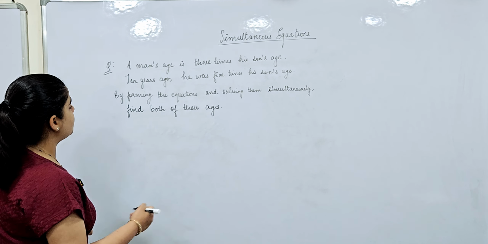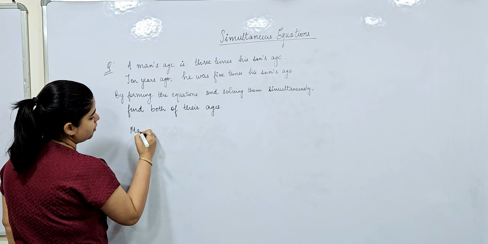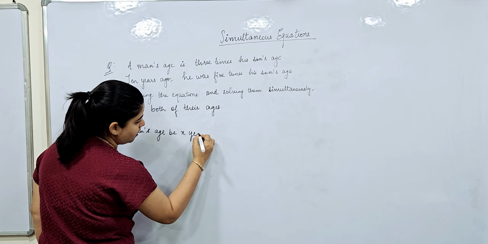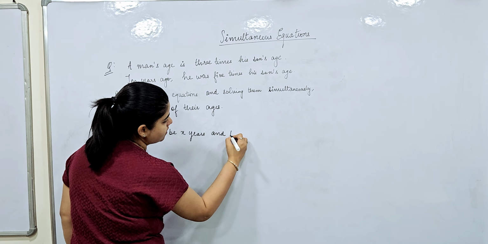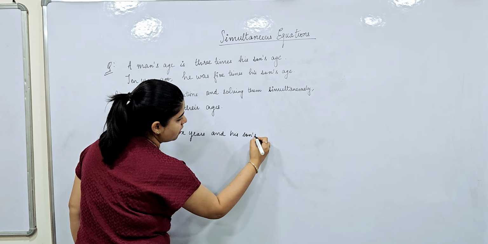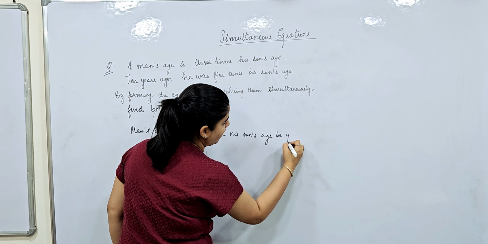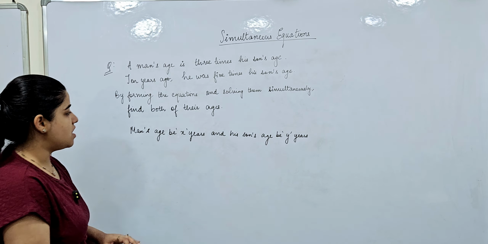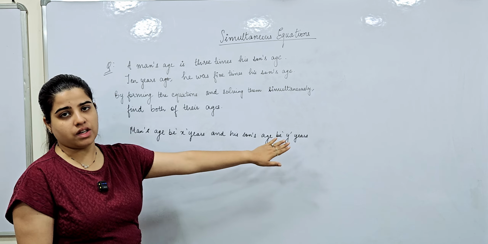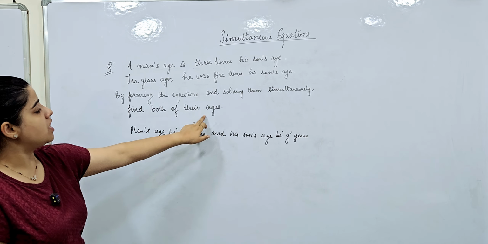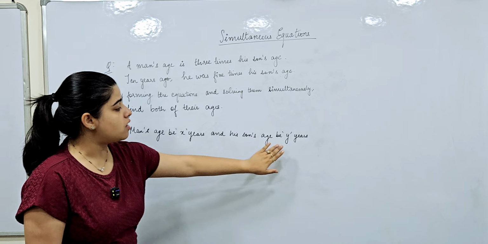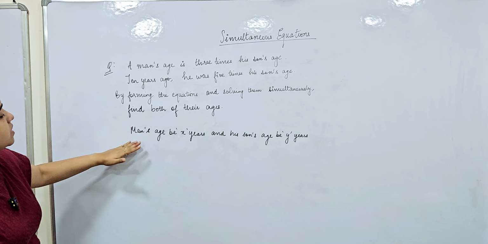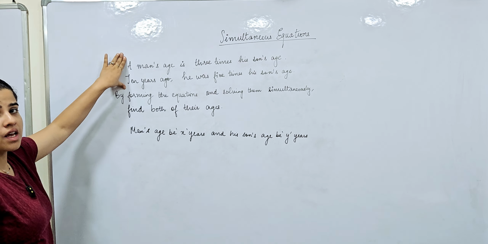So let's assume that the man's age, let the man's age be x years and his son's age be y years. Okay, so what we have done here, we have assumed their ages to be x years and y years. Since we have to find both of their ages, we have to find out the values of x and y for the ages of the man and his son. Okay, now let's form two equations from this information.